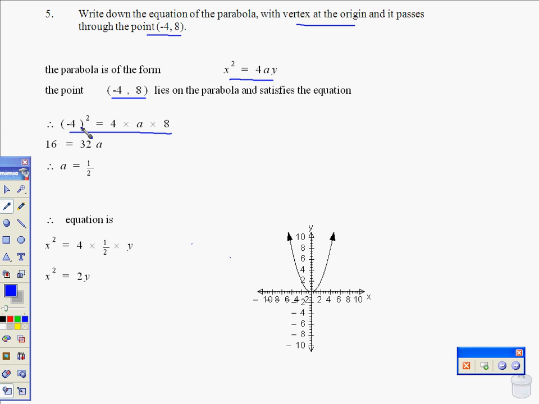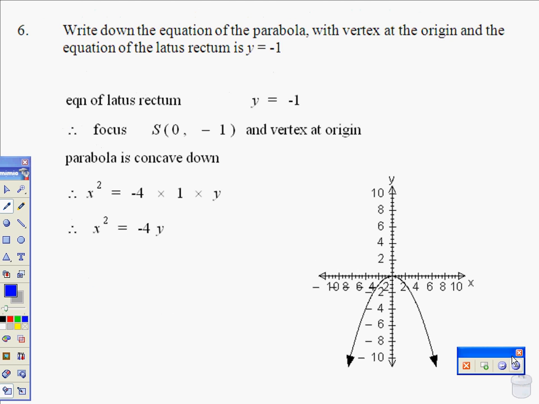So we substitute the -4 in, substitute 8 in, and we end up with 16 on the left hand side, 32a on the right hand side, which leaves us with a value of a which is a half. Now we know our equation is x squared is equal to 4 times the half times y, where a is the half, and so that gives us x squared is equal to 2y. Again, if you're not sure that's correct, substitute -4 in, substitute 8 in, and your left hand side and right hand side should be equal.